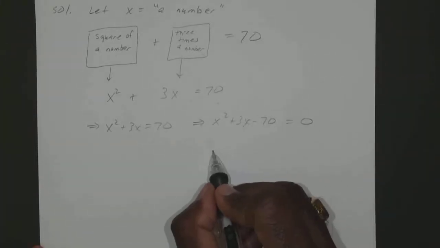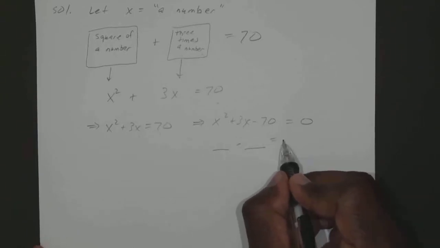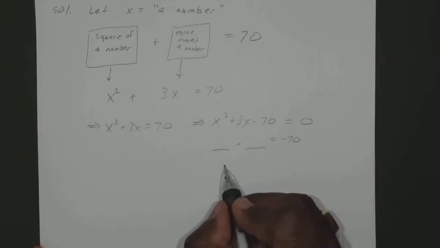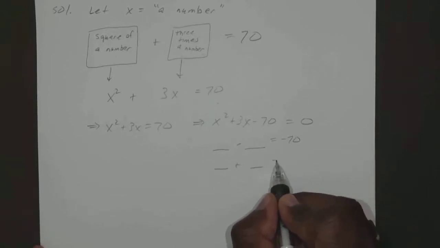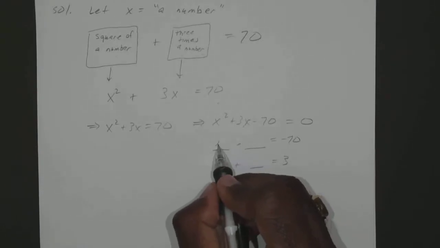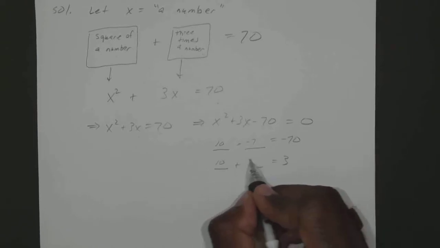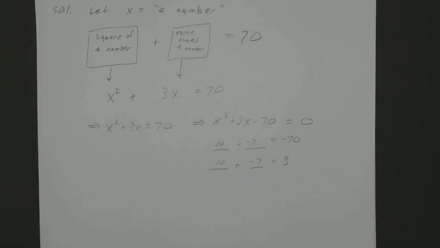All right, so here we can just solve it by finding two numbers that multiply to equal -70, and those same two numbers add to equal our b, which is 3. So for this one, looks like 10 and -7 should work. 10 times -7 is -70. 10 plus -7 is +3.